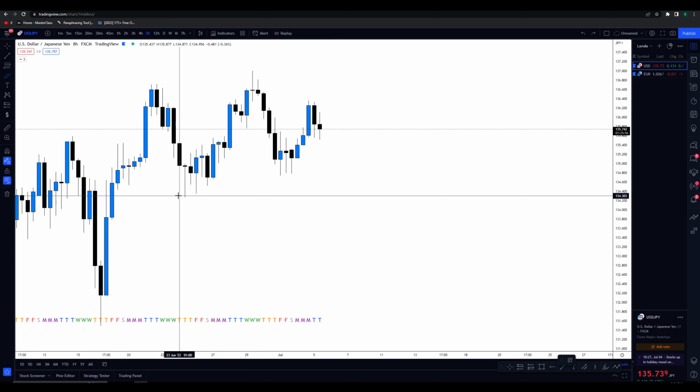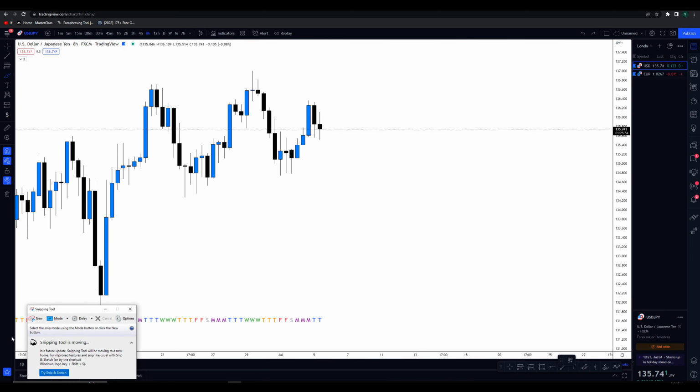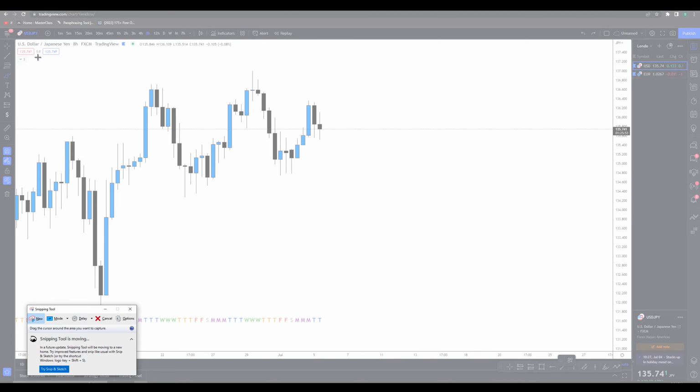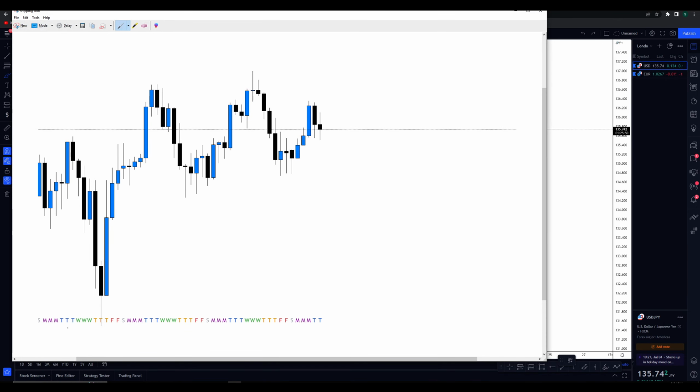We see that USD JPY, just to make this a bit cleaner, I'm going to take a screenshot of this. All right, so USD JPY created a low, and then it created a high, and then it created a higher low, and once again it created another higher high.